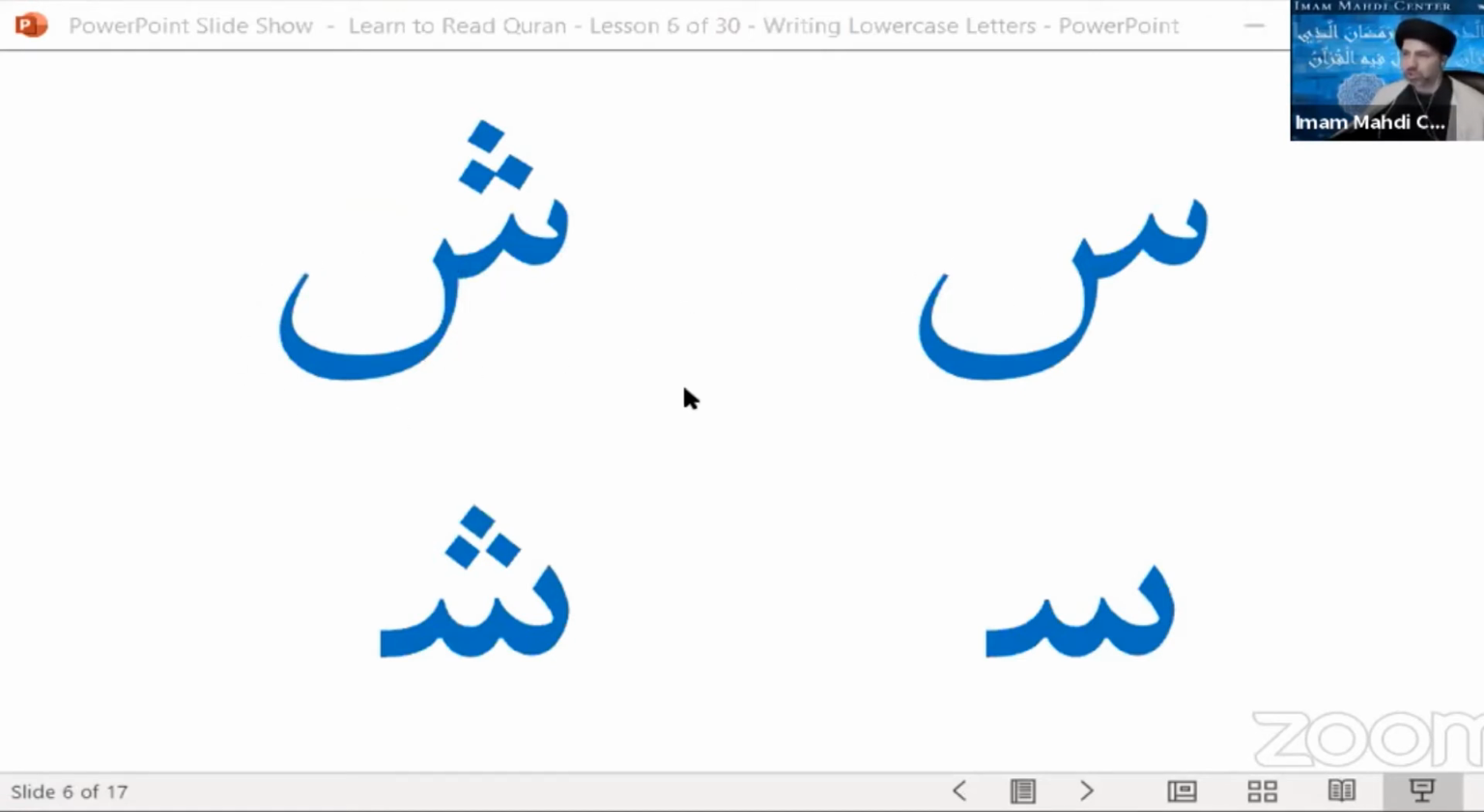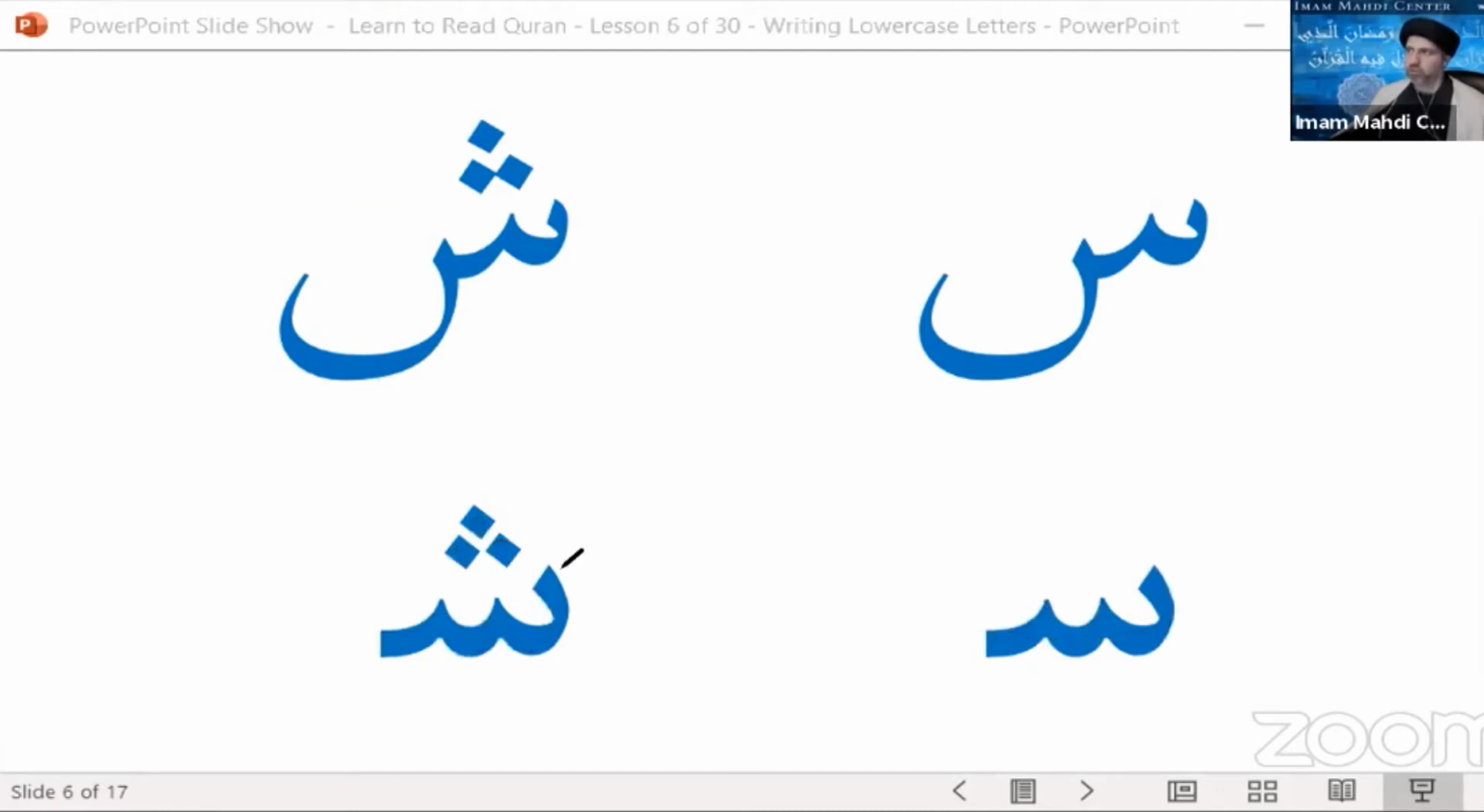We're going to keep just the tops, and we have this lowercase of the Seen and this lowercase of the Sheen. The way we're going to write it is we'll start here and do one curve, a second curve, and then a short extension to connect to the next letter. And the Sheen is written in the same way: one curve, two curves, and then a small extension, except that the Sheen has three dots on top. The Seen doesn't have any dots. The Sheen has three dots.